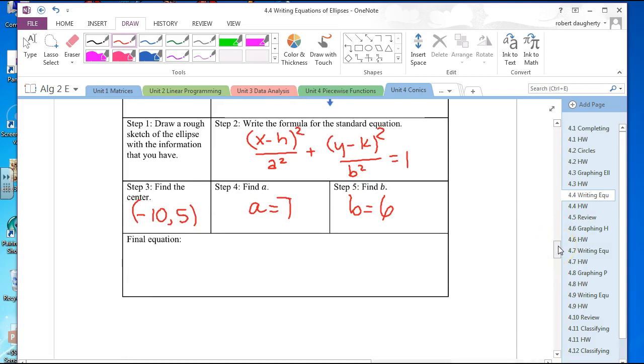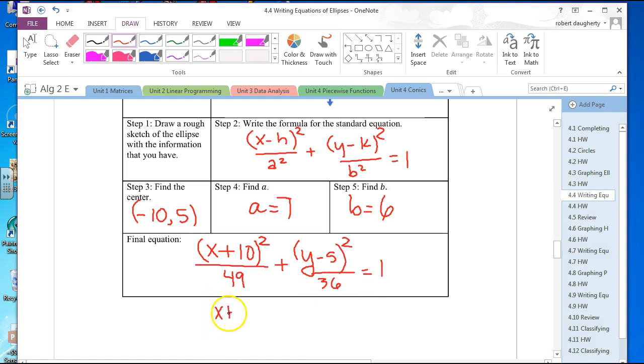So this is x plus 10 squared over 49 plus y minus 5 squared over 36 equals 1. Somebody asked me in the last class, I'm okay if you write it like this: x plus 10 squared over 7 squared plus y minus 5 squared over 6 squared equals 1. It's okay to write that.